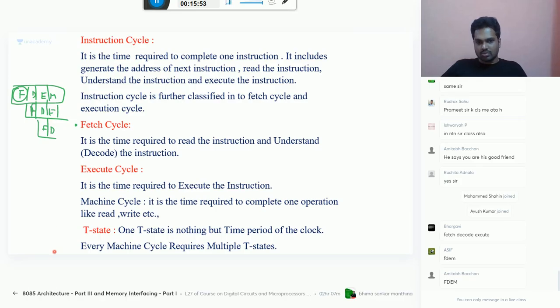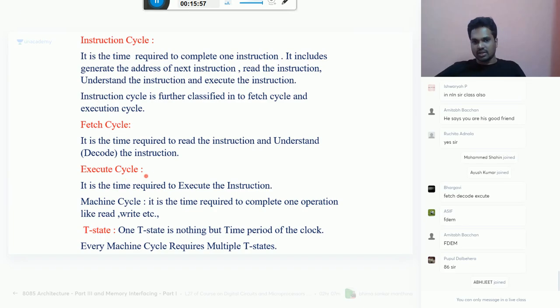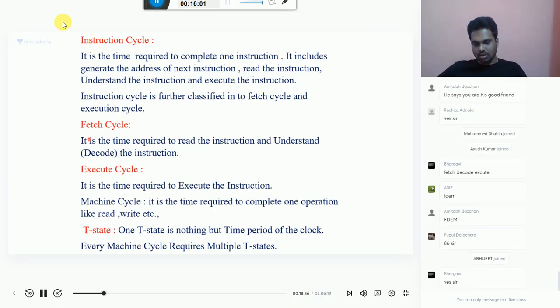Now come here. In 8085, and in 8086, fetch and execute overlap is there. In 8086, a two-stage pipeline is possible. Fetch means it contains fetching and decoding also. Together we call it fetch. Next, execute. It is the time required to execute, that is, to do the job.